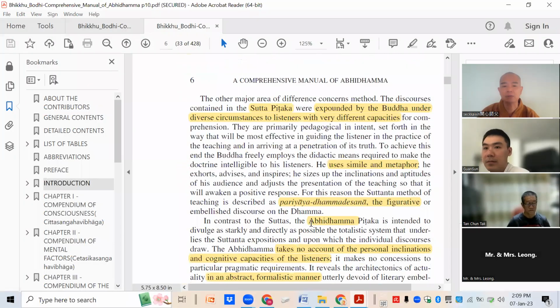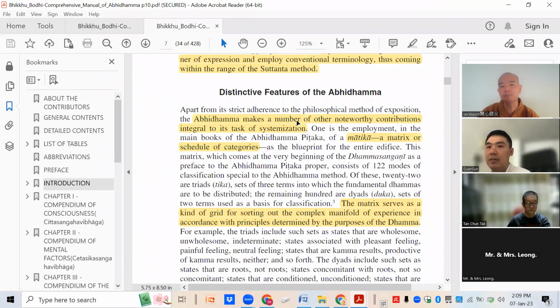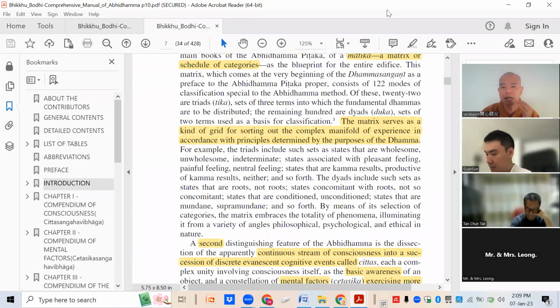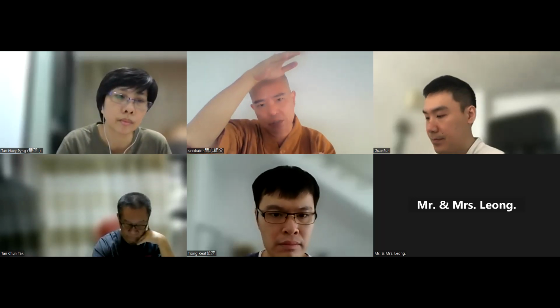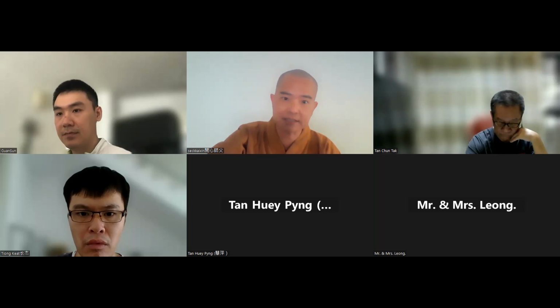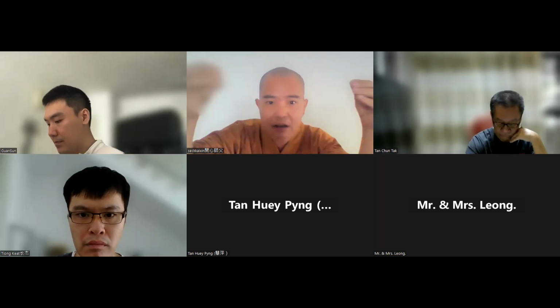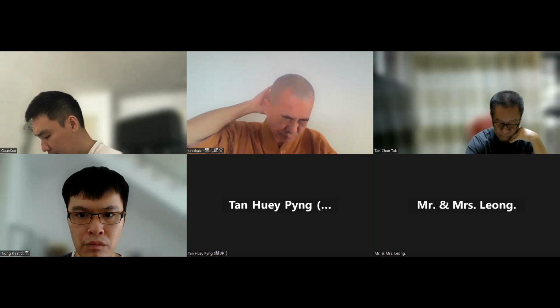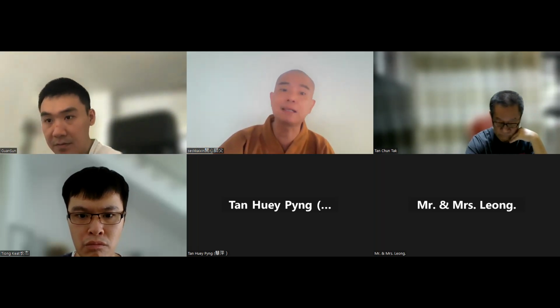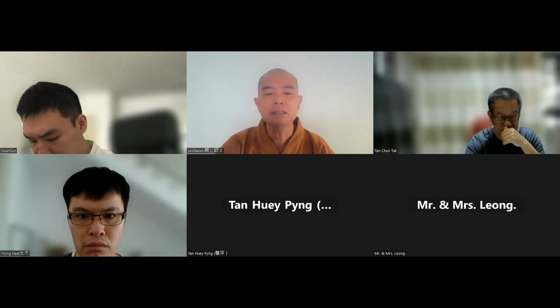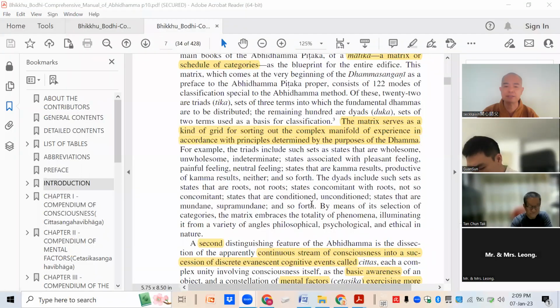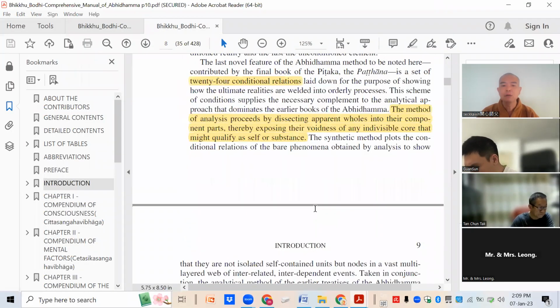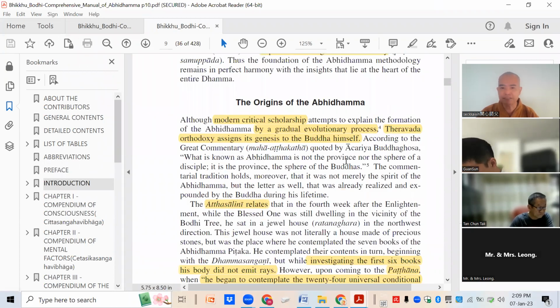Next, let's take a look at the distinctive feature of the Abhidhamma. Here the Abhidhamma means the seven Abhidhamma books. We understand that the Abhidhamma is quite structurally organized, and they categorize according to one type, two types, three types, four types, something like that, in a quite tedious way, to express the Dharma.